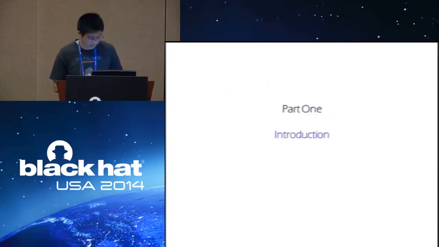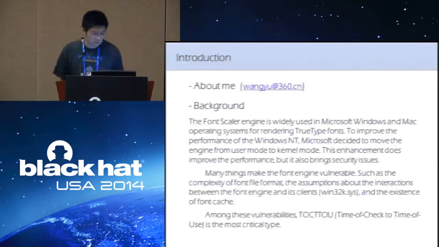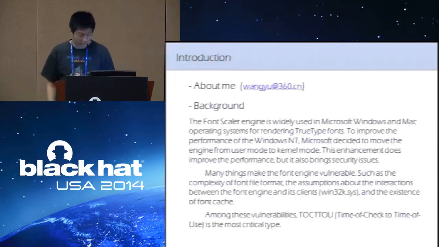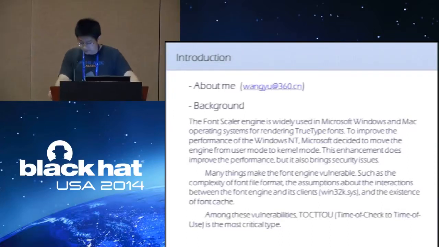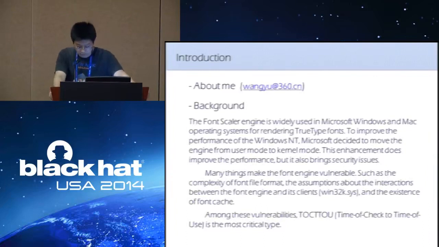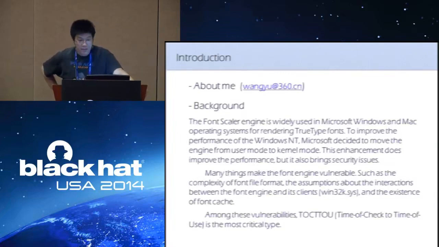Part 1, Introduction. This is my company email address, which you could use to reach me. As background, the font scaler engine is widely used by Microsoft Windows and Mac OS operating systems for rendering TrueType fonts. It was first introduced in 1989. Later, to improve the performance of Windows NT, Microsoft decided to move the engine from user mode to kernel mode. This enhancement does improve the performance, but it also brings security issues.